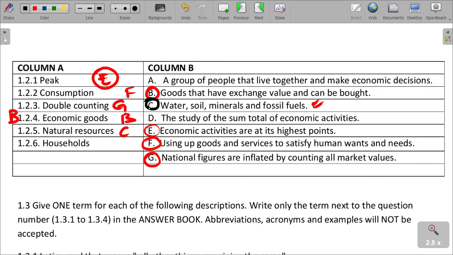And then households. Households are a group of people that live together and make economic decisions. We call that households. They can also be defined as consumers. These are the consumers in the economy. We talk about the public in general, we talk about the government, and we talk about households in terms of our consumers in general.